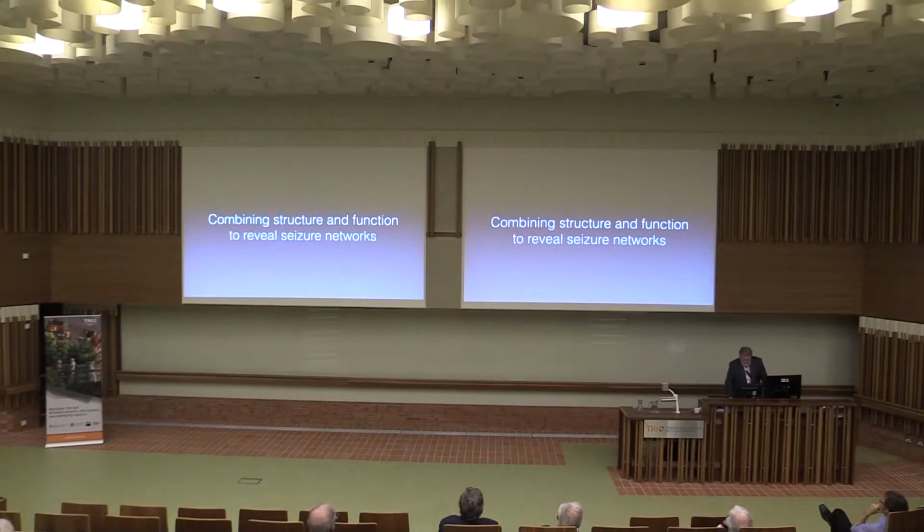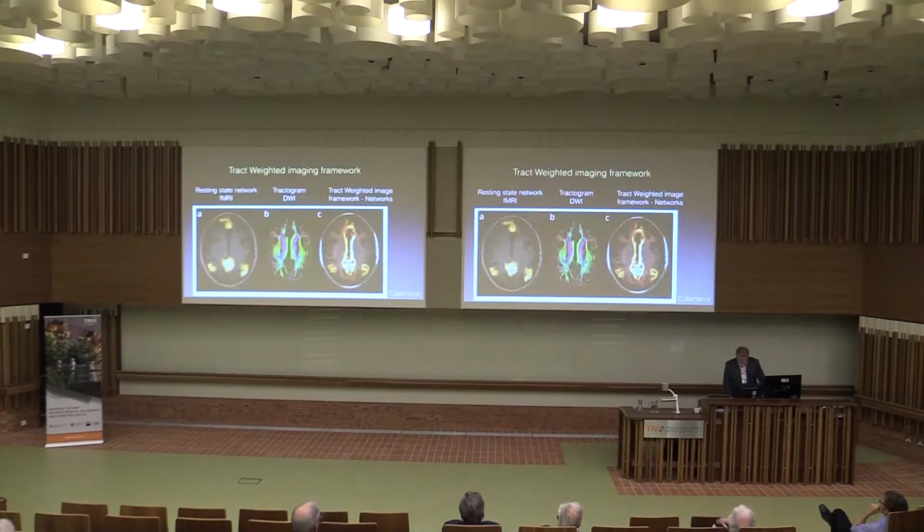Now, we want to combine that with function to reveal networks, and that brings us to the tract-weighted imaging framework. And what you can do, this is just a simple resting state network that is extracted from functional data. This is the tractogram of high quality, and if you combine the two by propagating intensities from this through networks that are connected through the voxels that have some intensity here, you end up with an image like this that shows you both the bits of grey matter that are functionally activated, plus fibre tracts that may be important for that function.